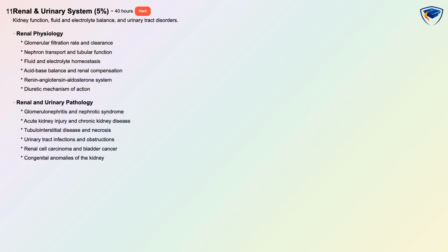Renal and urinary system is 5%, hard, and recommends about 40 hours of study with scenario-based assessment. It focuses on kidney function, fluid and electrolyte balance and urinary tract disorders. Key areas include glomerular filtration and nephron transport, acid-base and electrolyte homeostasis, the renin-angiotensin-aldosterone system and diuretics, glomerulonephritis, acute and chronic kidney injury, tubulointerstitial disease, UTIs, renal cancers, and congenital anomalies.